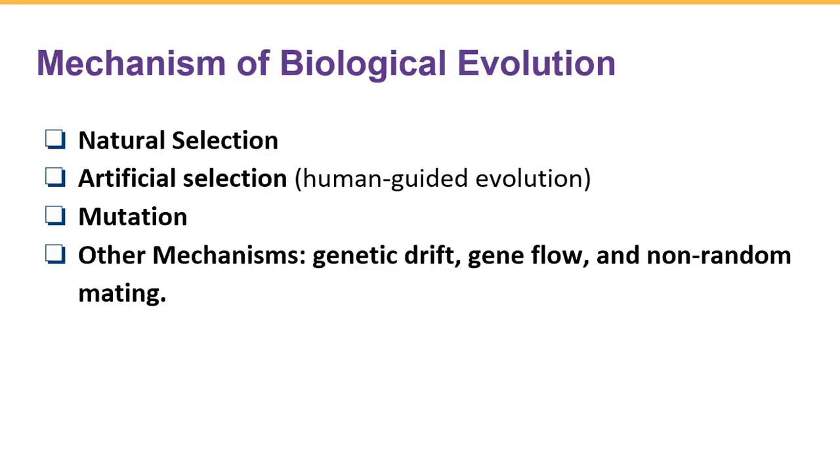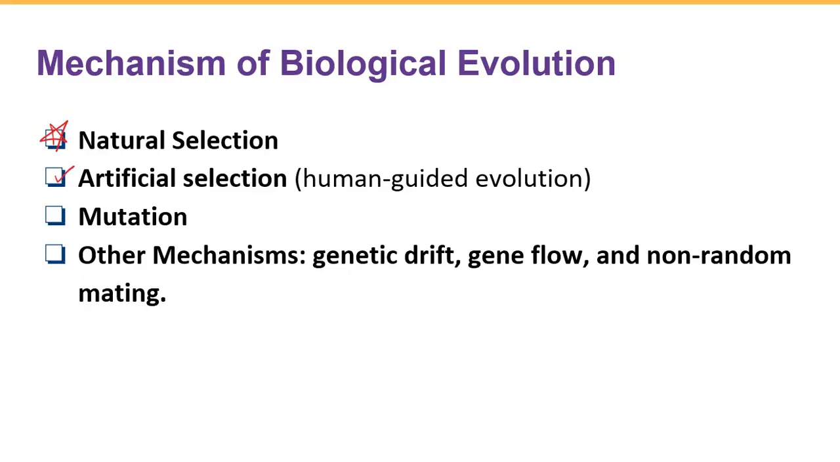Now that we know what biological evolution is, let's talk about the mechanisms of biological evolution. These mechanisms all work together to change populations and create diversity in life over time. There are several main mechanisms. One of them, which is super important and which we are going to talk about in a little more detail, is natural selection. Traits that help an organism survive and reproduce become more common.